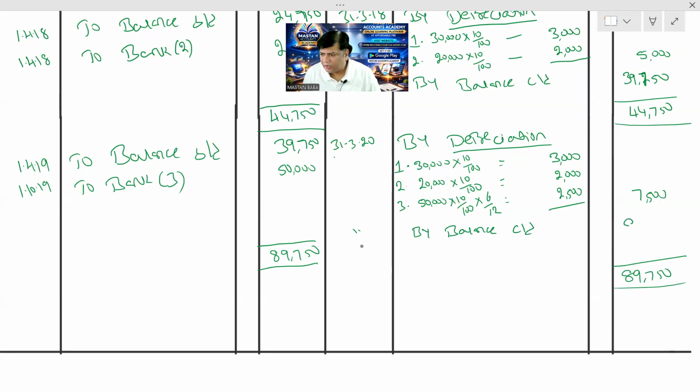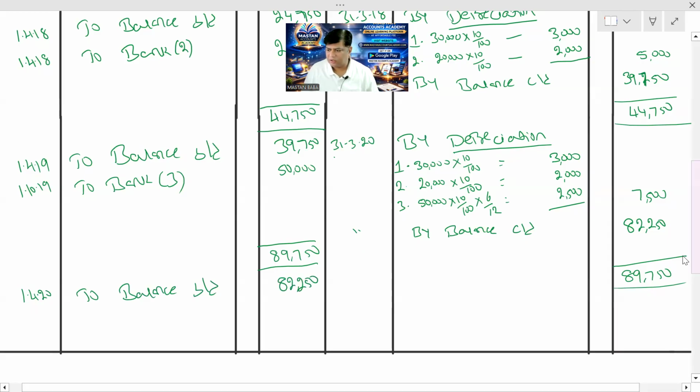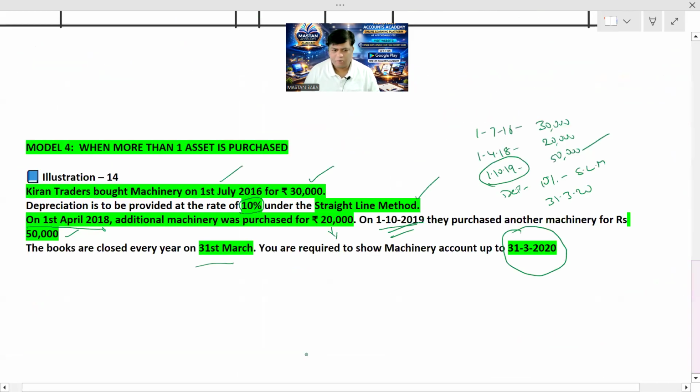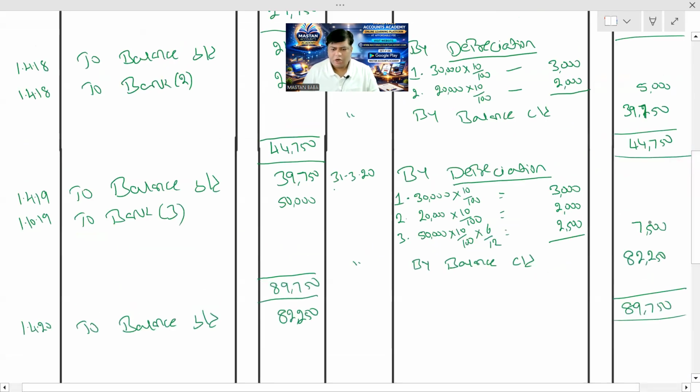So you'll get 82,250 and just 1,420 to balance brought down, 82,250. And the students asked for the question to prepare the depreciation, sorry, machinery account up to 31st March 2020. So I have prepared up to 31st March 2020. So this is the end of the answer.